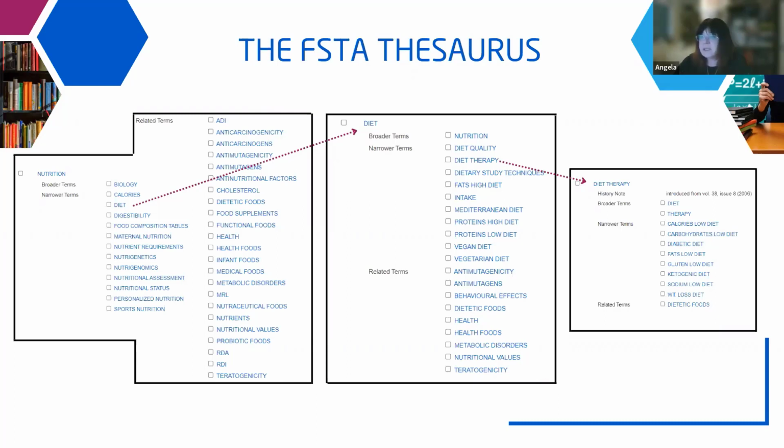So as you can see on this slide, the example shows the hierarchy of terms for nutrition, and its narrower term diet, and then diet's narrower term diet therapy. And this just gives you one example of the depth of the thesaurus. Some of the hierarchies go up to 14 or 15 levels, enabling you to be really specific in your searching.